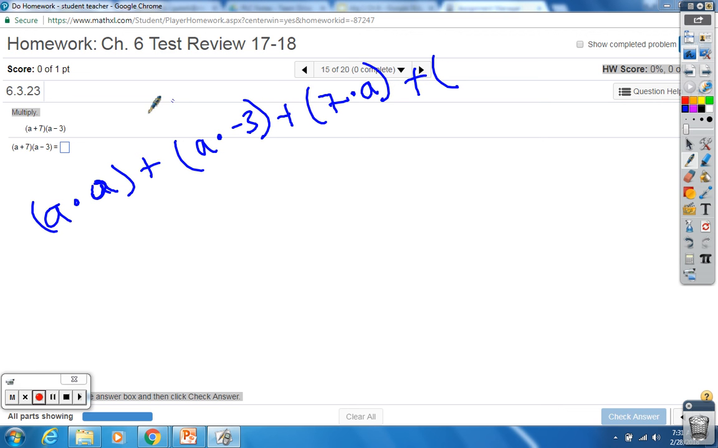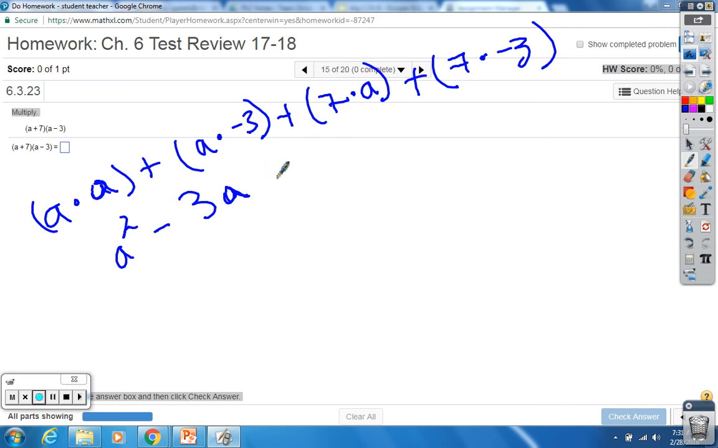Plus 7 times negative 3. Alright, so here a times a, that'll leave me with a squared. And a times negative 3, that'll leave me with negative 3a, so I'll do minus 3a.